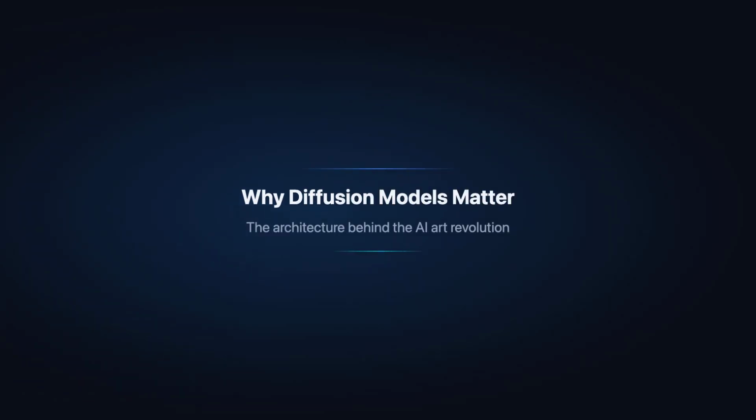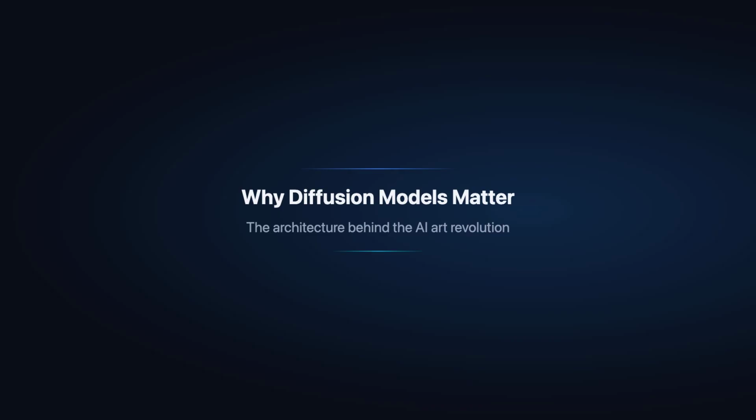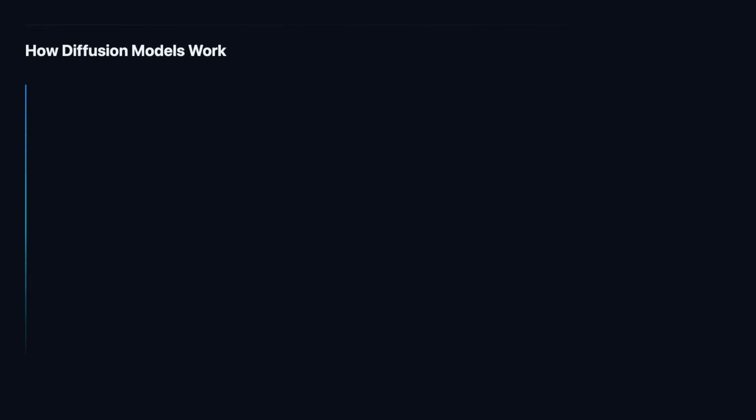Let us understand the core mechanics of diffusion models and why they produce such remarkably high-quality images. Diffusion models learn to reverse a noise addition process, progressively recovering coherent structure from pure randomness through a sequence of learned denoising steps.